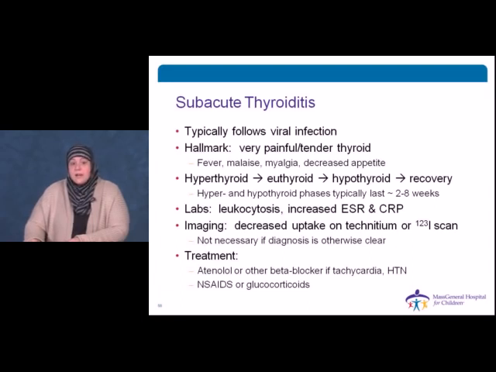In terms of labs, in addition to your abnormal thyroid studies, you may see leukocytosis and increased ESR and CRP. And imaging, like in hashitoxicosis, will show decreased uptake. Imaging is not necessary if the diagnosis is otherwise clear. In other words, there's a good history of preceding viral illness, a very tender thyroid. The treatment, again, is supportive. So we use beta blockers, often atenolol for tachycardia or hypertension. And you can use NSAIDs or glucocorticoids to help with the significant pain that individuals sometimes have.